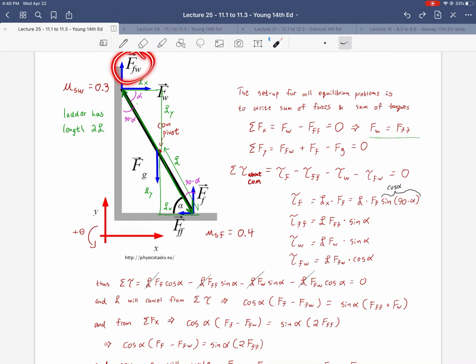The normal force from the wall wants to go in the clockwise direction. That's also going to be negative. And relative to our chosen pivot, the friction force from the wall also wants to rotate in the clockwise direction, which is negative. So actually 3 out of our 4 torques are negative. Okay, good, check that out.